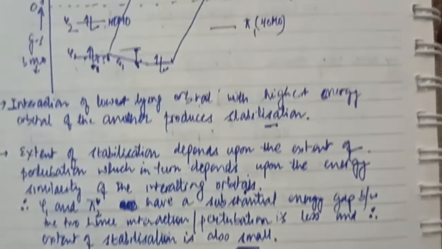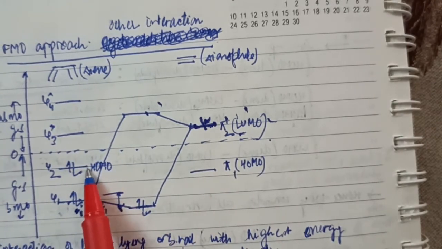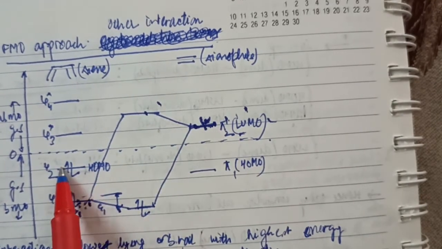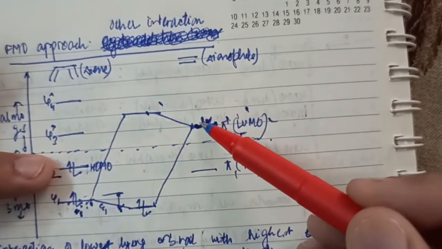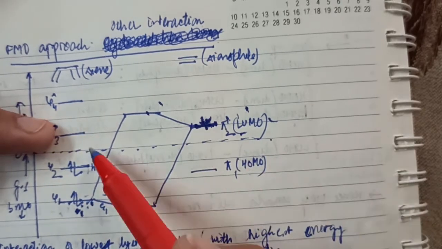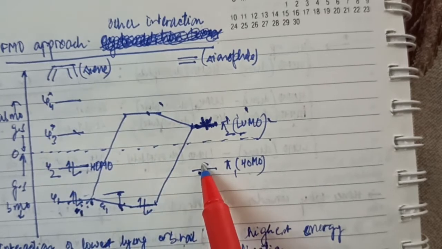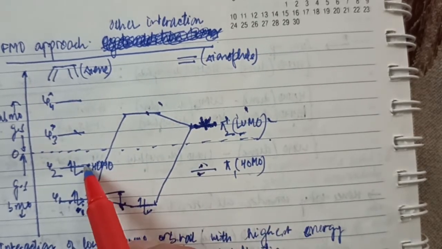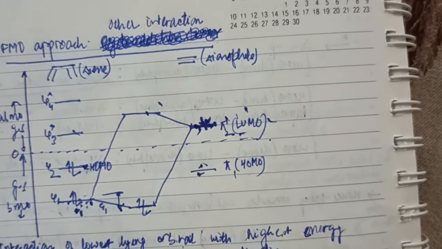What do I mean to say here? If you look here, as in this case, the HOMO of the diene and the LUMO of the dienophile, the energy gap is less. See the difference. Therefore, this should be more stabilizing, whereas the HOMO of the dienophile and the LUMO of the dienophile's energy gap is large. Therefore, the extent of the stability provided by this interaction would be less as compared to the extent of stability provided by this and this interaction, because the energy gap is small.